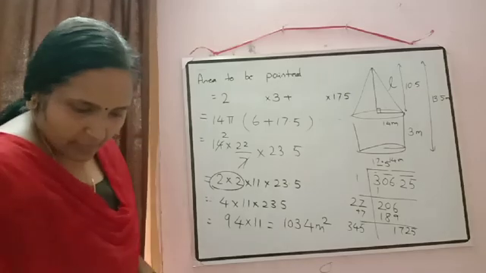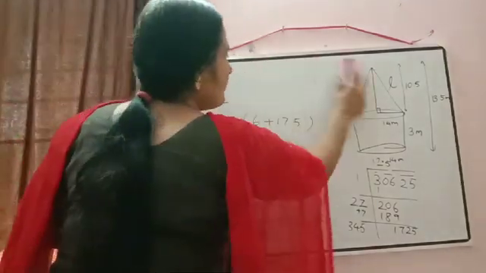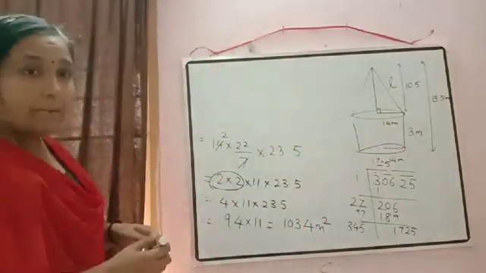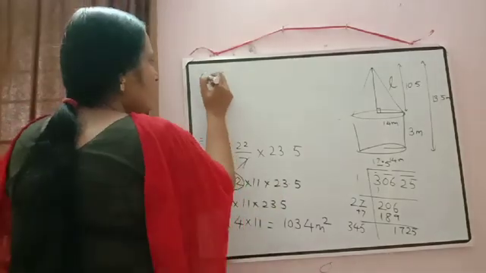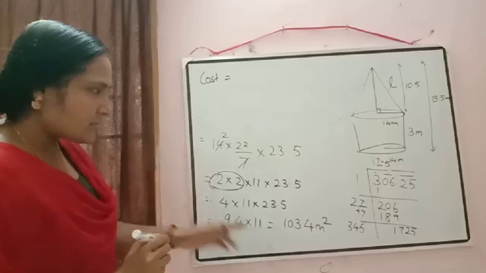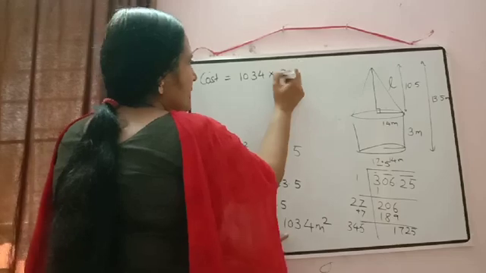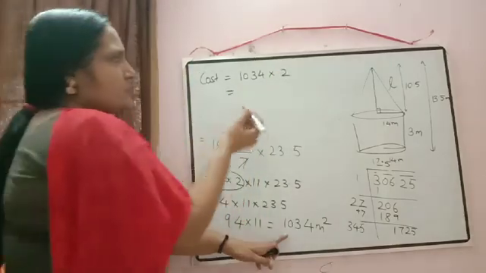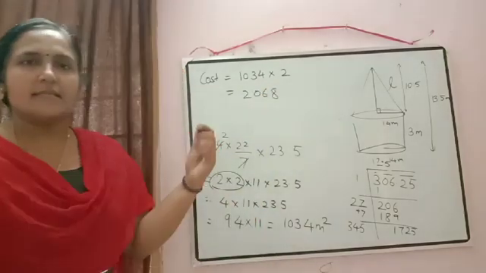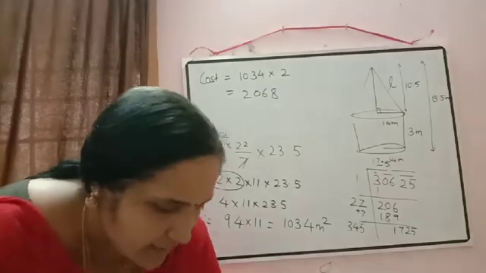And then it is asked to find the cost of painting. And it is written the cost to rupees 2 per meter square. Meaning cost of painting 1 meter square is equal to rupees 2. Then cost of painting 1034 meter square will be equal to 1034 into 2. So just to multiply, 2 3s are 6, 0, 2. So this is the cost for painting. Okay, now we'll check the next question.